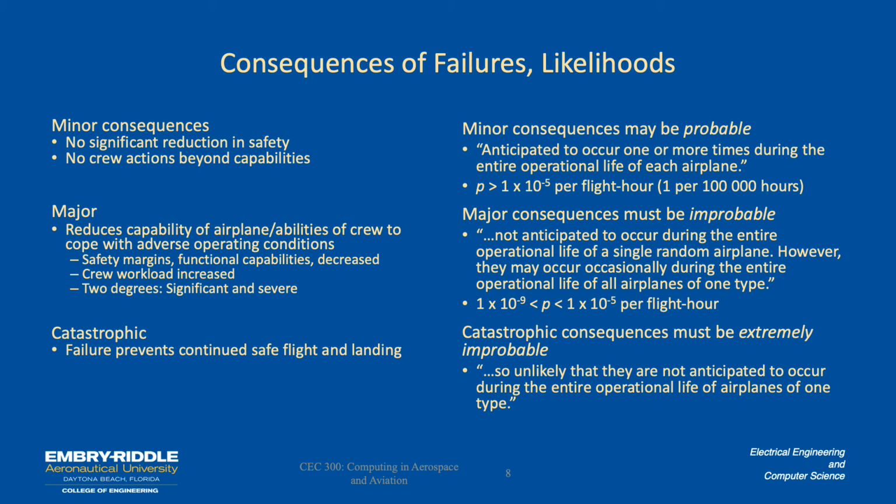And catastrophic consequences have to be extremely improbable, and the qualitative definition of extremely improbable is so unlikely that they're not anticipated to occur during the entire operational life of airplanes of one type. So maybe one instance over the fleet of the airplane is sort of what's anticipated, although it's desirable that it doesn't happen over the entire life of the fleet. And quantitatively, that's a probability of less than 10 to the minus 9 per flight hour, which is once per billion hours.